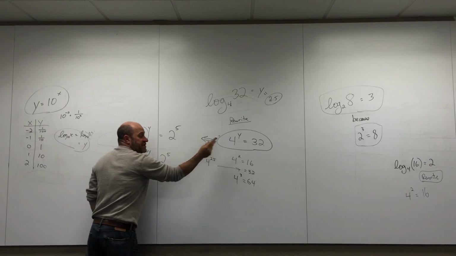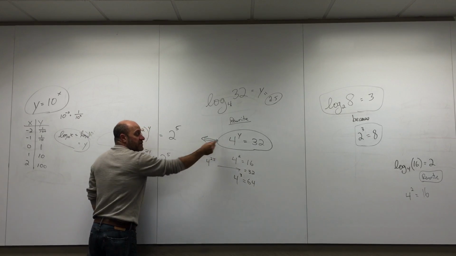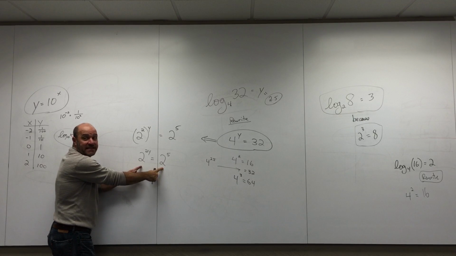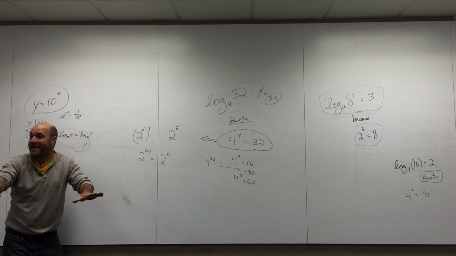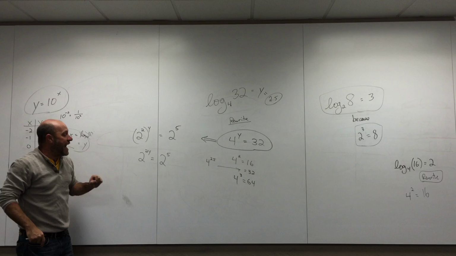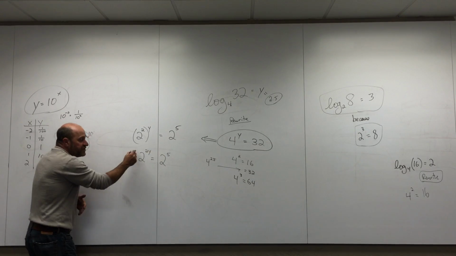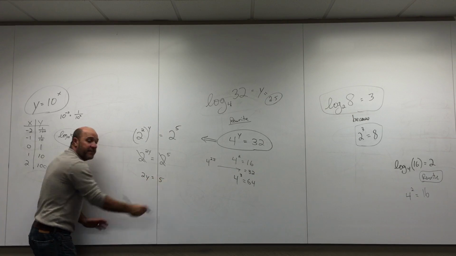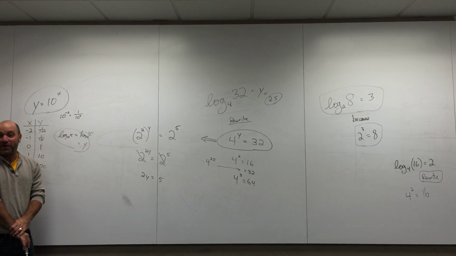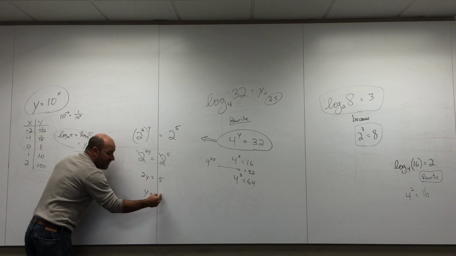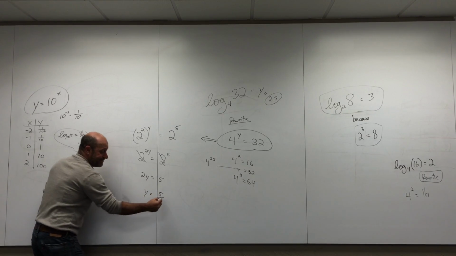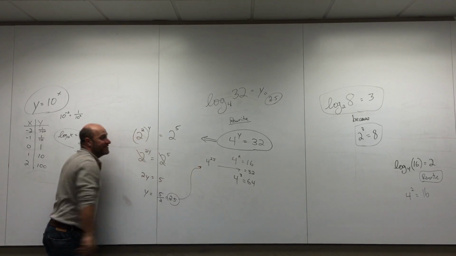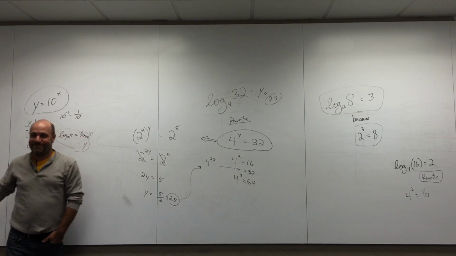So here's the strategy to solve this. If you don't want to guess, the strategy is try to make the base the same. And if you can get the base the same, then you can just drop the base. I mean, if 2 to the 2y equals 2 to the 5th, let's just drop the 2's, and apparently the 2y has to equal a 5. And if you divide by 2, what's y? 5 halves, which is 2.5, which is what we guessed a couple minutes ago.